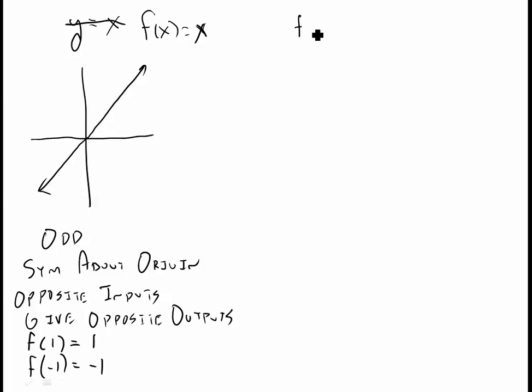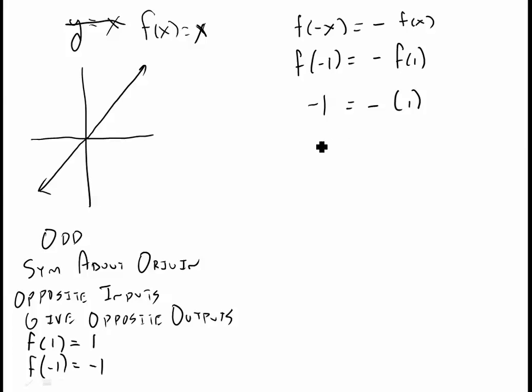So that means that the notation for it is that if I use the opposite input in an odd function, I will get the opposite output. Notice f of negative 1 equals the opposite of f of 1. f of negative 1 equals negative 1. This is the opposite of positive 1. And we could test other things.